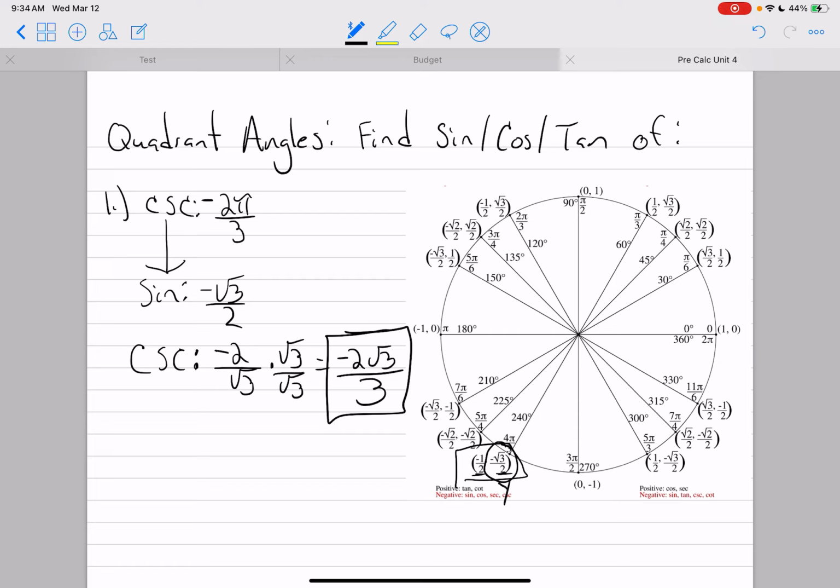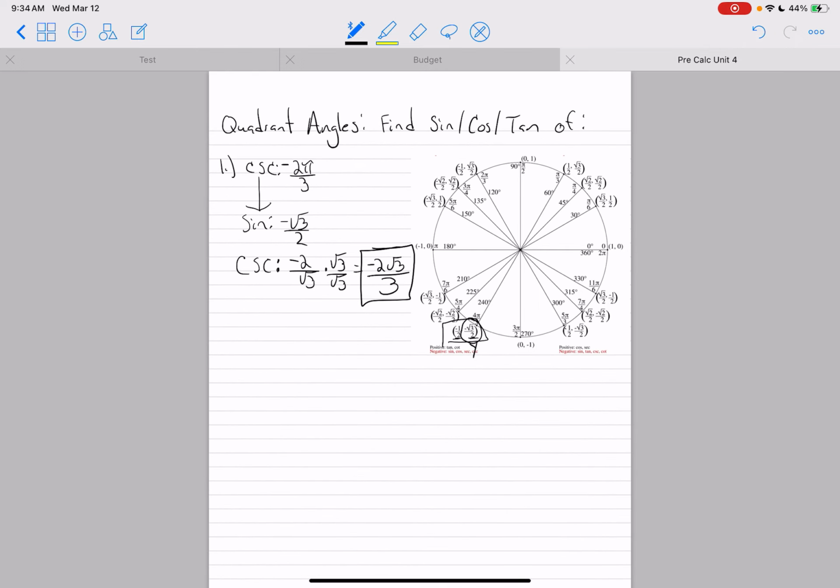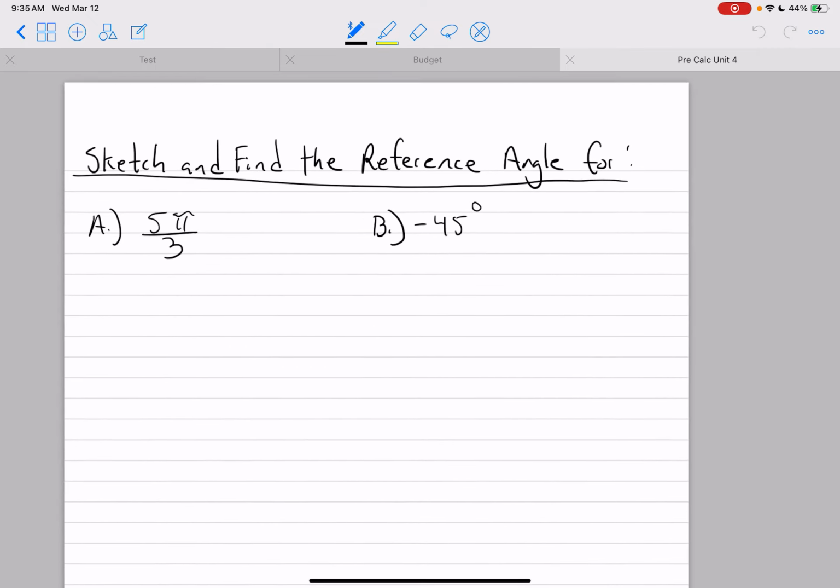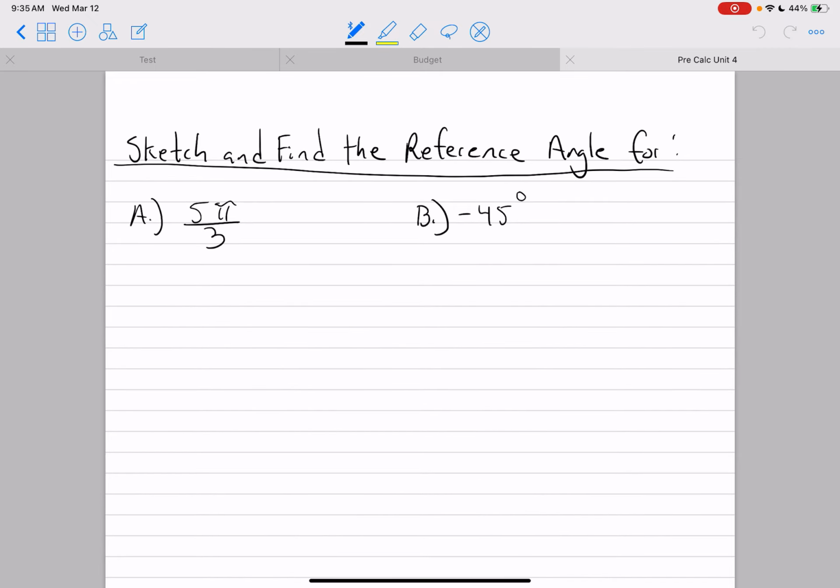All right, again, I'm giving you the harder versions on this review so that hopefully when you got those, the test feels easy. Last thing, sketch and find me the reference angles for 5/3 pi and negative 45 degrees.